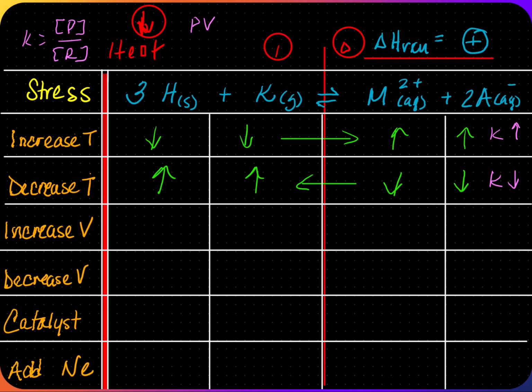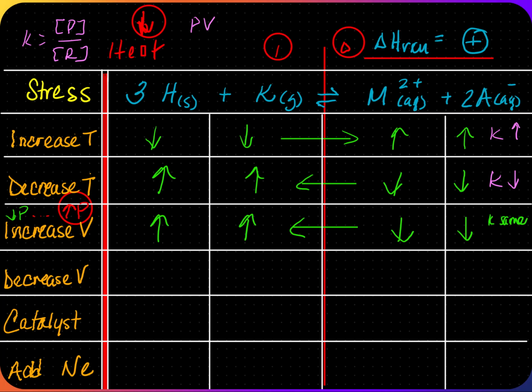So when the volume is increased, that tells us that the pressure has to be decreased because they are inversely related. Since the pressure is decreased, I need to do the opposite to relieve the stress by increasing the pressure. To increase the pressure, I need to shift to the side with more moles, that is to my reactant side. So my reactants will increase, my products will decrease, and my K is the same because only temperature changes it.